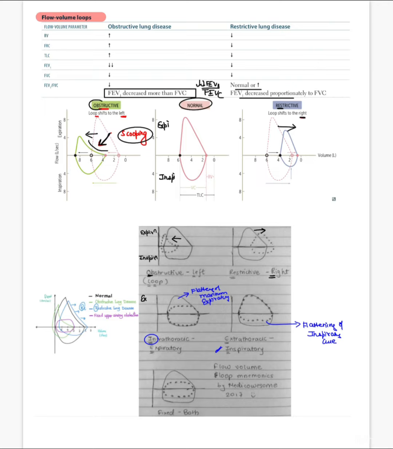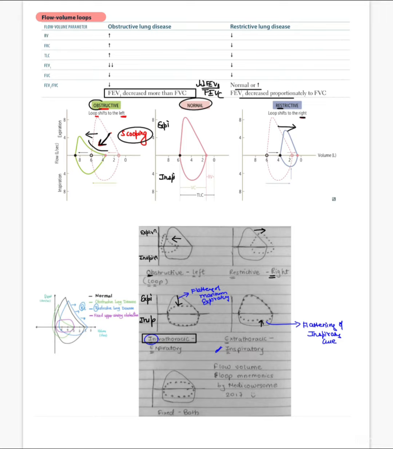Okay, then do you see, guys, the top one was the expiration one. This one was the inspiration one. What happens? This has come down, guys. Basically, this expiratory part has come down, so this is an intrathoracic obstruction. Remember, if expiratory has come down, that is intrathoracic obstruction.